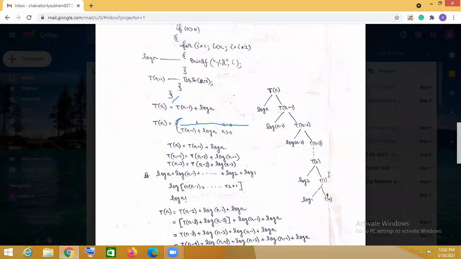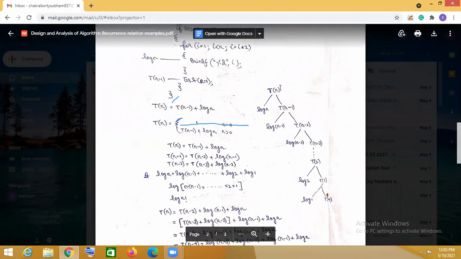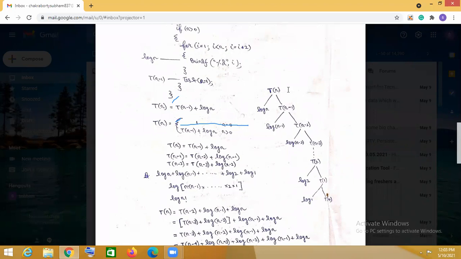Now what amount of time will it require? Tn will require log n time. This will require log n minus 1 time. This will require log n minus 2 time. This will require log n minus 3 time. And down to this which will require log 2, this will require log 1, and it will be 0. So if we solve this, it becomes log n plus log n minus 1 plus log n minus 2 and so on, plus log 2, plus log 1. It will continue up to that point.